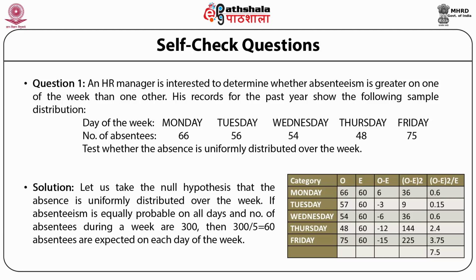So we have got the expected value, we have got the observed value, hence we can calculate the difference, we can calculate their squares, and this will help us in getting the value of the chi-square. Now we see the calculated value of the chi-square is 7.5, which is less than its critical value of 9.49 at a given level of significance, that is 0.05, and here the degree of freedom is 5 minus 1, which is equal to 4. The null hypothesis is accepted.